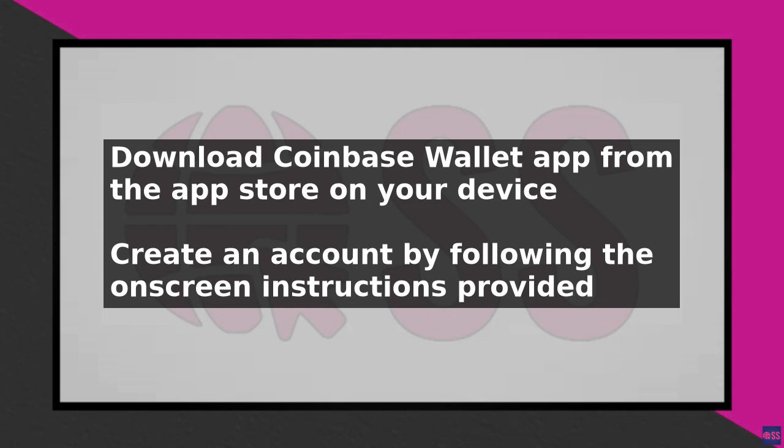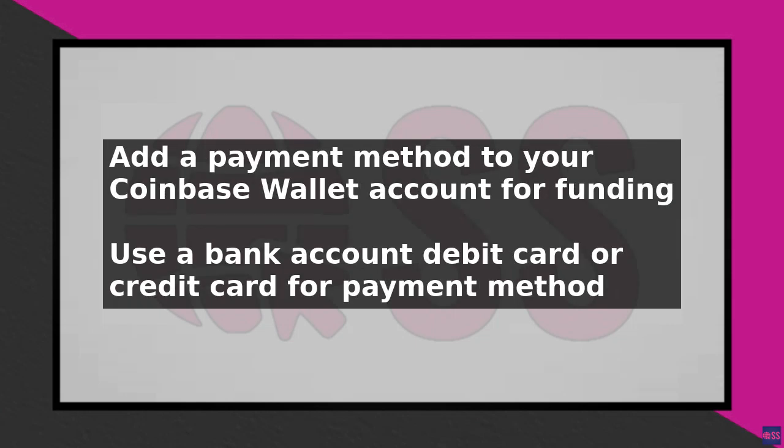After you have created your account, you need to add a payment method to your Coinbase wallet account. This can be a bank account, debit card, or credit card. Adding a payment method allows you to fund your account and buy cryptocurrencies like Trump coin.